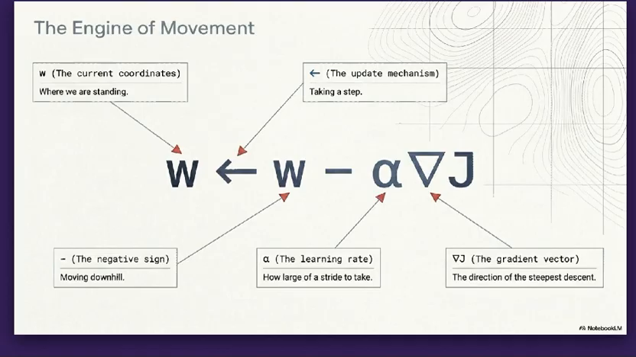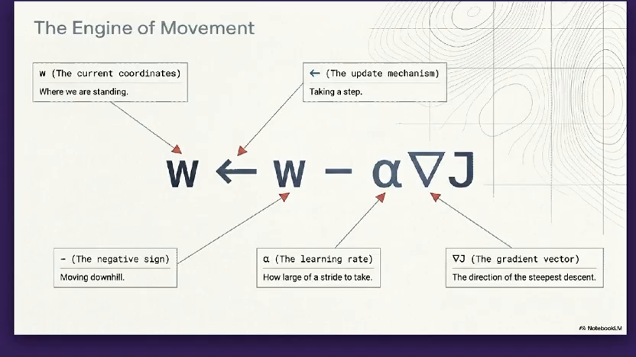That's a great way to put it. And once you have that direction, you must decide how far to walk along that line before you stop and recalculate. Because the landscape curves. Right. You cannot just walk blindly forever in that one direction. The slope you measured a second ago is no longer the slope you were standing on.